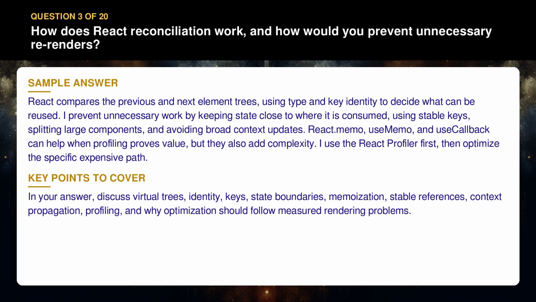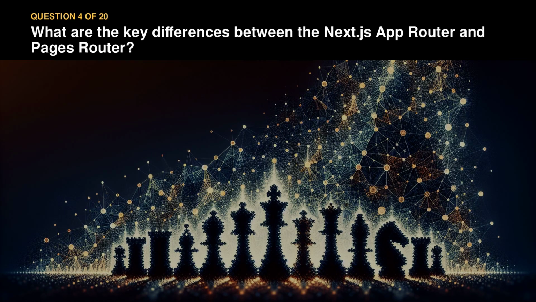In your answer, discuss virtual trees, identity, keys, state boundaries, memoization, stable references, context propagation, profiling, and why optimization should follow measured rendering problems. Question 4. What are the key differences between the Next.js App Router and Pages Router?